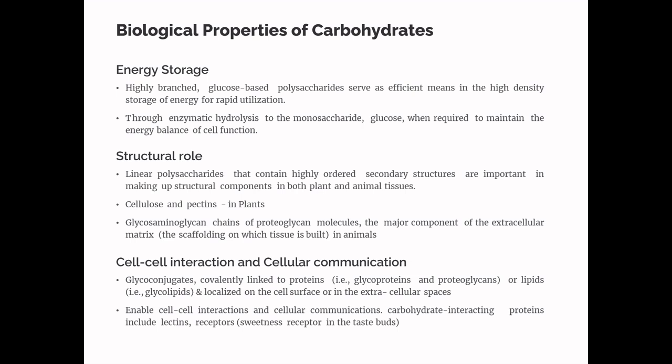The carbohydrates also play a role in cell-cell interaction and cell communication processes. The glycoconjugates are covalently linked to proteins, that is glycoproteins and proteoglycans, or to lipids, which are called glycolipids, and are localized to the cell surface on the extracellular spaces, and so they help in communication. They also enable cell-to-cell interaction and cellular communication through specific molecules like lectins and receptors. The sweetness receptor in the taste buds helps you to feel the taste of different sugars that you consume.